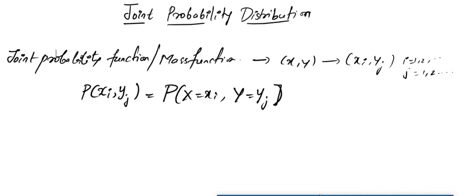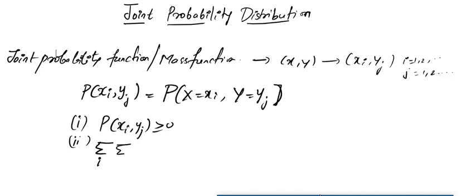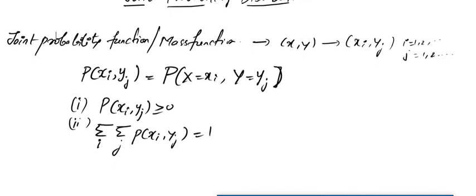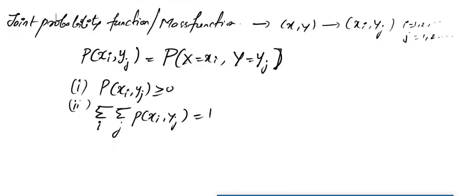As we already stated in probability, there are two mandatory conditions. The probability value of these two variables should always be greater than or equal to 0. Similarly, since we are dealing with discrete variables, the summation over i and summation over j of the probability function has to be equal to 1. It is similar to what we have done with the probability of a random variable of one variable.